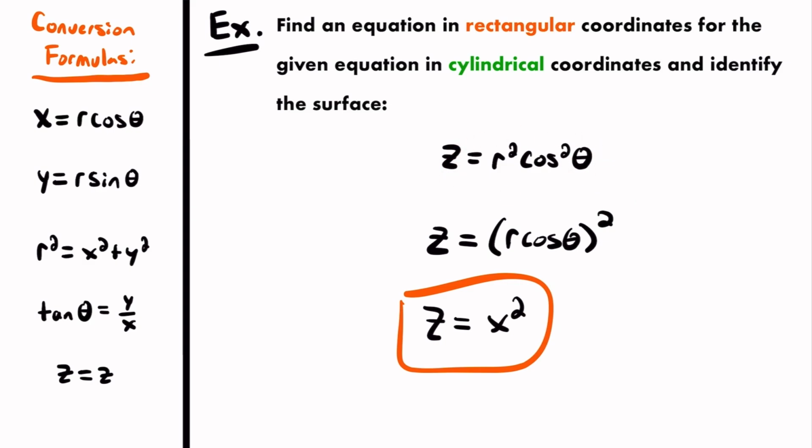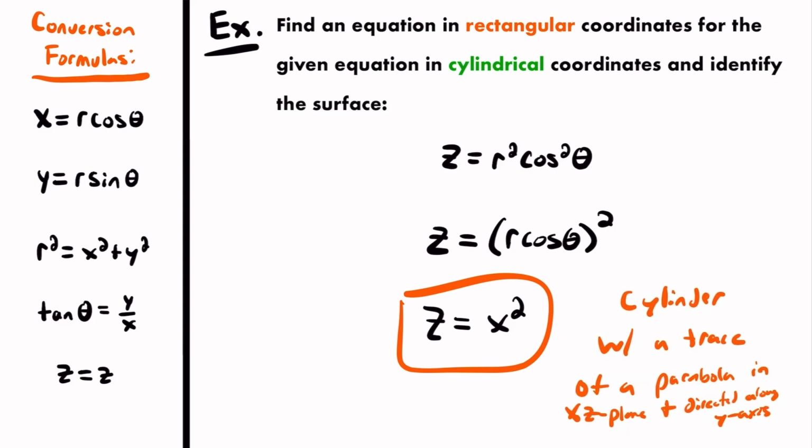But what does it represent? What is the surface represented by this equation? Well, there's only two variables, so it has to be a cylinder. Particularly, it's a cylinder that has a trace of a parabola in the xz plane, right? z equals x² is the equation of a parabola. And since we're working with x and z, we know that that parabola would be traced in the xz plane, and it would be directed along the y-axis, or projected along the y-axis to form the cylinder. Okay, and that's the final answer to this example, and this was the last example for this video.